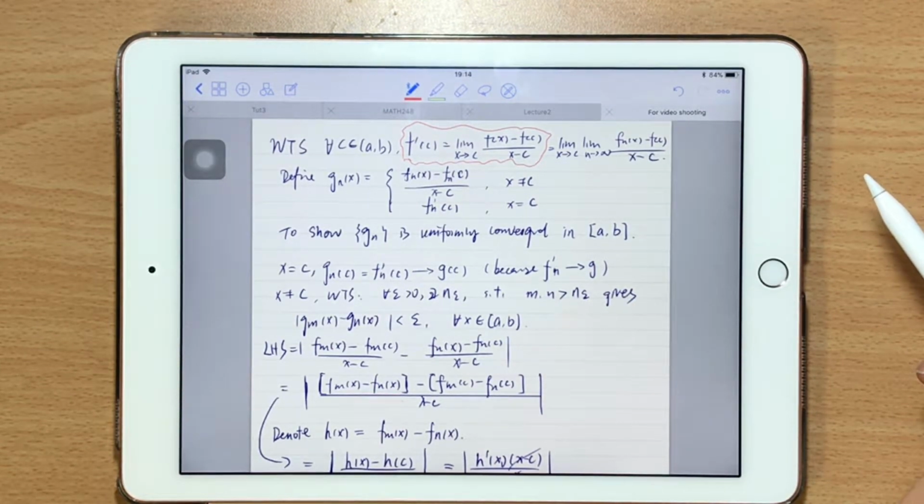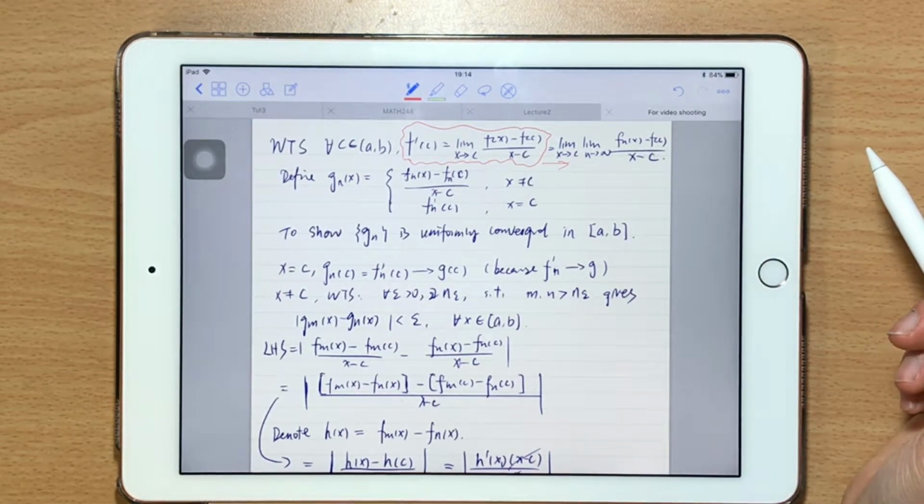And so here we want to include the sequence of the function. This is the definition of f prime at c, and we want to introduce the sequence of the function, so we further expand it as the limit as x goes to c, limit as n goes to infinity, of f_n(x) minus f_n(c) over x minus c. So this is what we want to show.